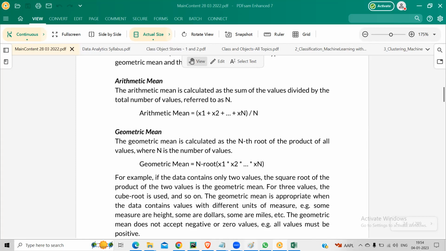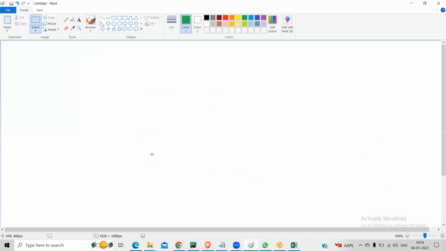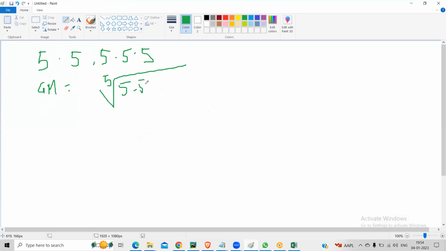So if you have 5 values, for simplicity, let's say you have 5, 5, 5, 5, 5. What you do for the geometric mean, or GM, is take the fifth root of 5 into 5 into 5 into 5 into 5, which is again 5 only. 5 to the power 5, and the root of that is 5 to the power 5 by 5, which is 5 only. So in this case, you get 5.